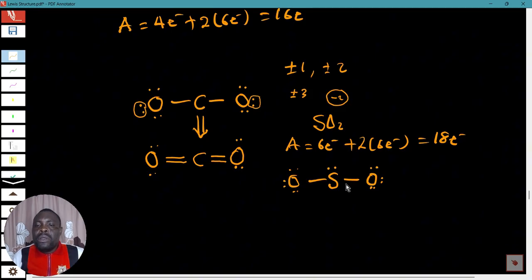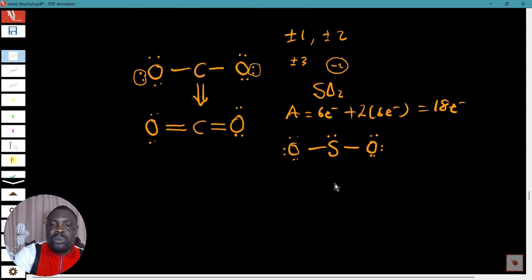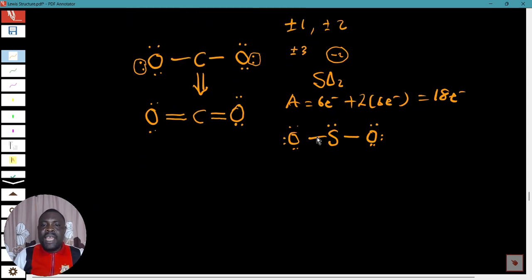Each of the oxygen can form a double bond, meaning the first oxygen can form the double bond because the sulfur still needs an extra 2 electrons. So we can have this electron pair converted to a bond pair, and we can have something like this. Don't forget, the shape will be distorted because of the lone pair. We have this, and we can have just this as normal as it is.